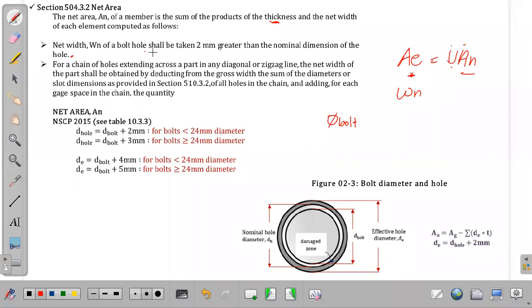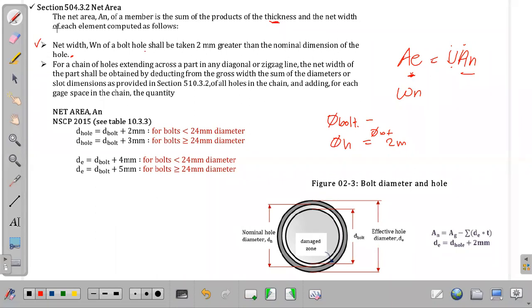Sabi dito, ang hole, bolt hole, ang diameter ng hole is 2 mm greater than the dimension ng bolt. Okay? So pagka ang given is diameter ng bolt, magpa-plus, pagka yan yung diameter ng bolt, ang magiging diameter ng hole natin is yung diameter ng bolt plus 2 mm. Okay? Yan yung sabi doon sa code.